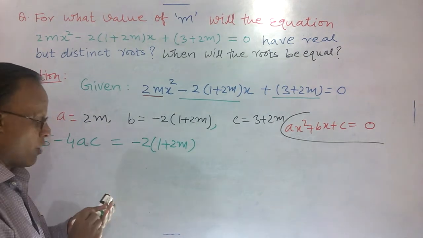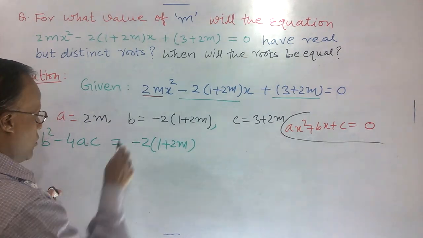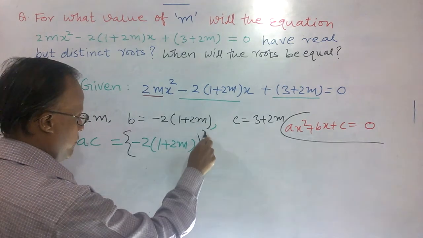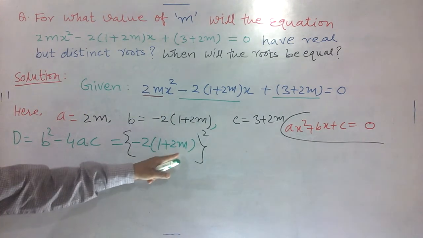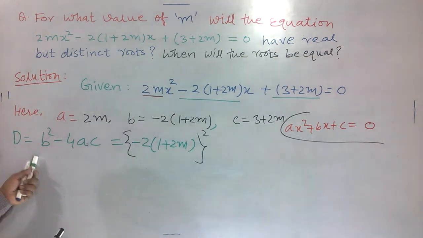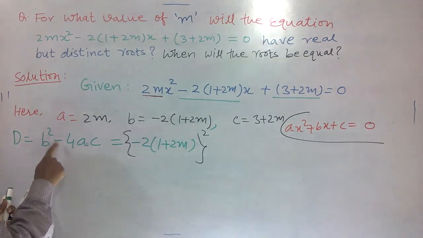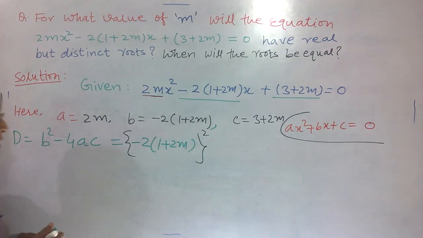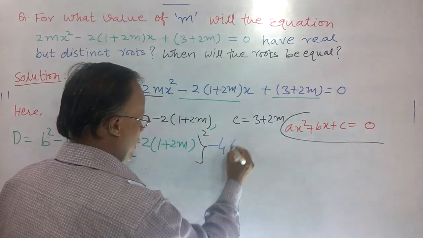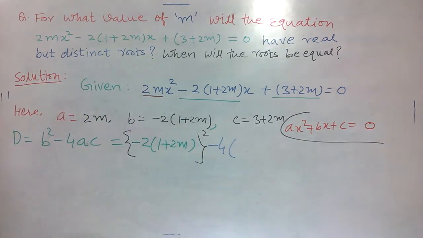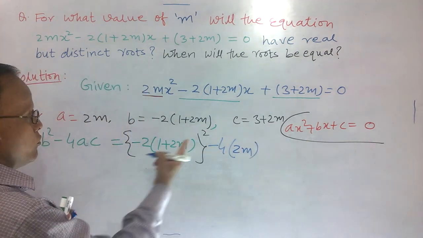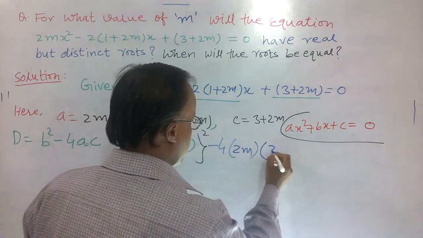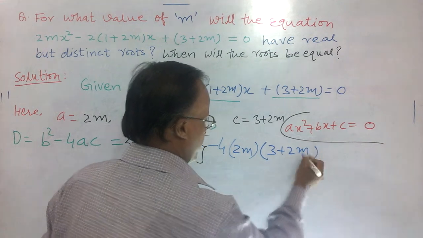So make it whole square of this term. So this is whole square, minus 2(1 plus 2m) whole square. This is your value of b. Then minus 4ac. So minus 4 into a. What is the value of a? Value of a is 2m here. So put it here 2m into c. Value of c is 3 plus 2m.